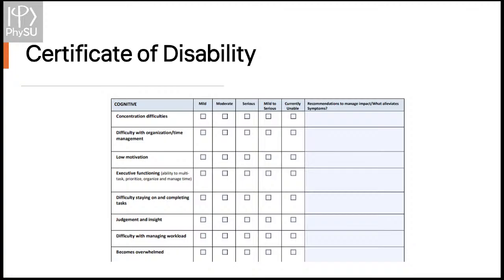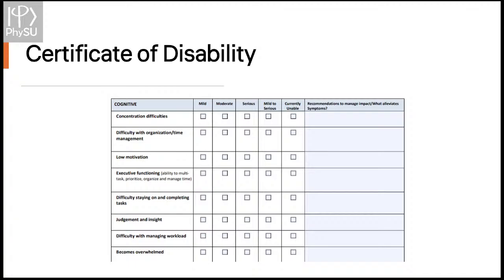And from that criteria, you can sort of work out with your doctor how your disability affects you. There's other categories like low motivation, executive functioning, difficulty with completing tasks, judgment, insight. And there are many such categories that explore the effect of your disability that quantifies or qualifies, I suppose, as objectively as possible to accessibility services, how your disability affects you.